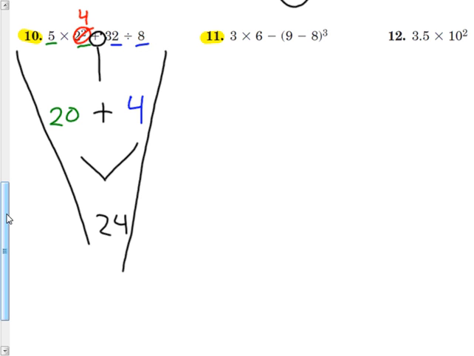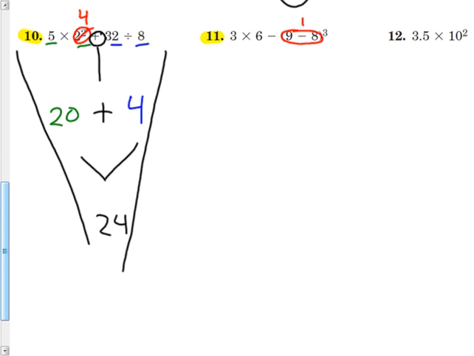The last one we'll look at here is 3 times 6 minus parentheses 9 minus 8 to the power of 3. Now this may be a little bit different or something new when you see an exponent outside the parentheses, but we'll get to that in just a second. We do know the first thing we have to deal with is parentheses, and I see 9 minus 8. This time it does mean do this first because there's a problem written inside the parentheses. So I do have to do that first. 9 minus 8 is 1.